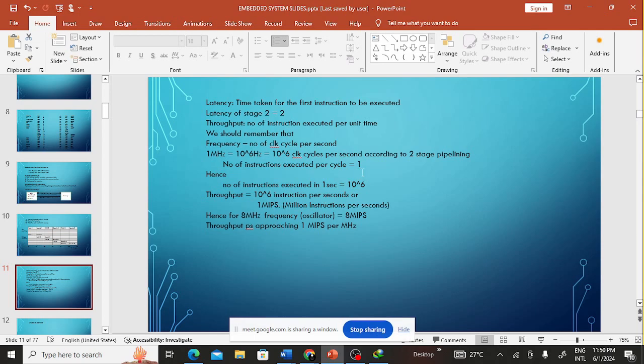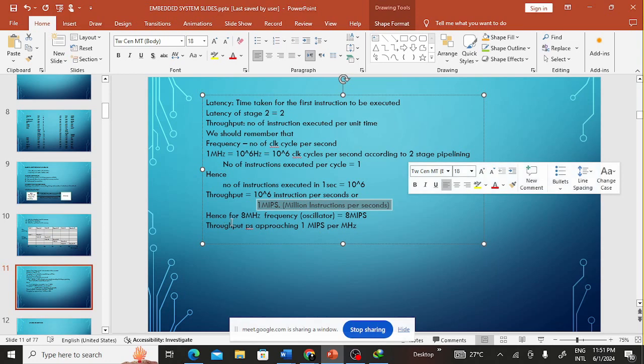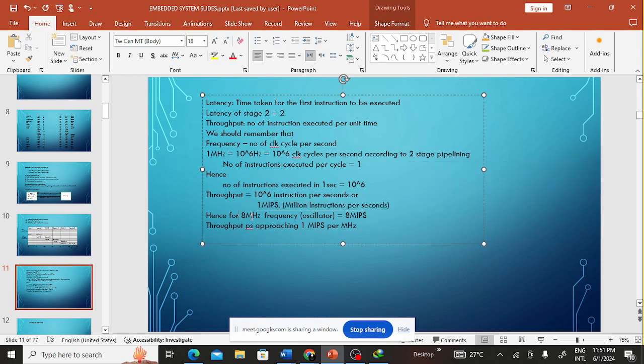So what does that simply mean? It means that I'm going to execute 1 million instructions in 1 second. If I'm doing 2-stage, then my throughput is 1 million instructions per second, which is the same thing as 1 MIPS. So if I'm running my microcontroller at 8 megahertz, that means I will be on 8 MIPS. Then the throughput of my system is 1 MIPS per MHz, mega frequency.